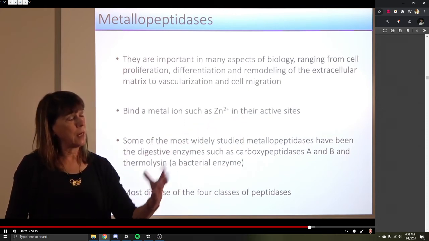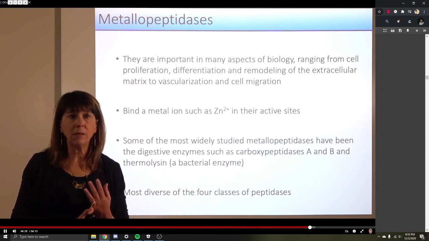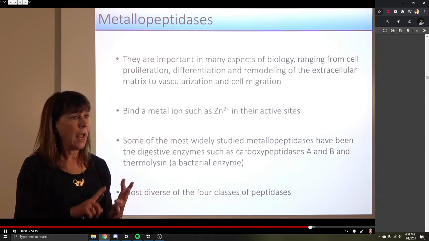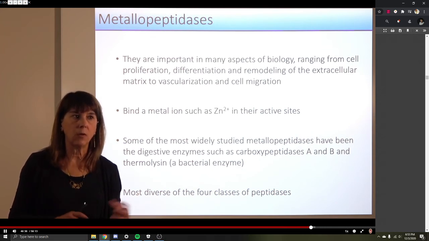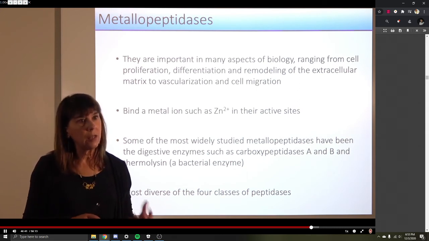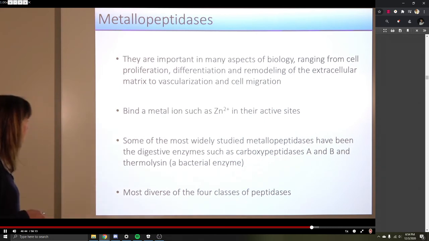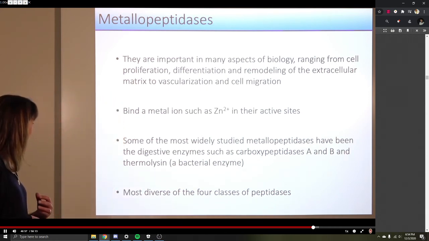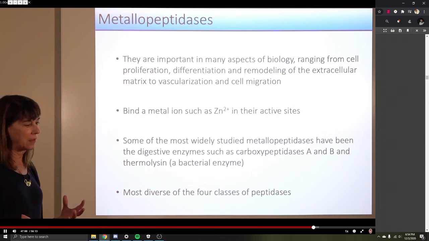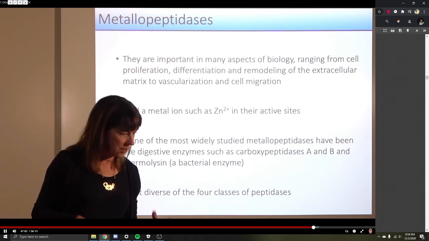But zinc tends to be in active sites because it's not redox reactive, so you don't have to worry about oxidation and reduction. And zinc can have all different types of coordination spheres. It can be tetrahedral, trigonal bipyramidal, or octahedral. So zinc you tend to see in active sites. Some of the most widely studied peptidases are the digestive peptidases that you know, carboxypeptidases A and B, and thermolysin, the one that I worked on as a postdoc with Brian Matthews. They are the most diverse of the 4 classes of peptidases, so the structures are quite different.